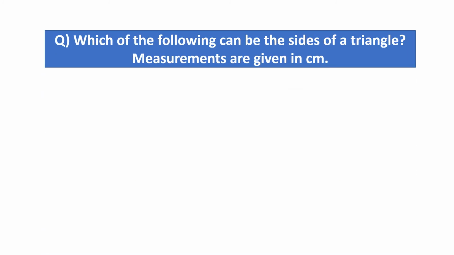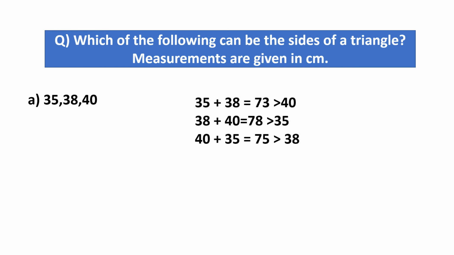Let us see a question. If it is asked which of the following could be the sides of a triangle, if the measurements are given, how to verify, children? See, there is a question that the sides of a triangle are given as 35, 38 and 40 centimeters. So we need to verify 35 plus 38. If I add, I'm getting 73, which is greater than the third side 40 centimeters.